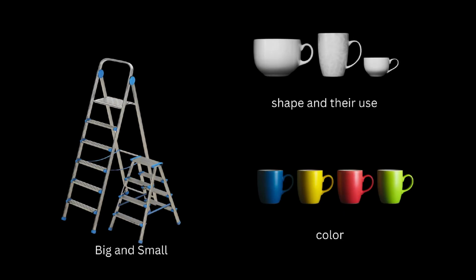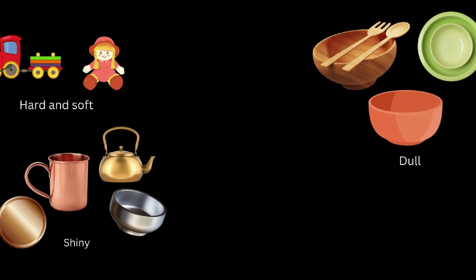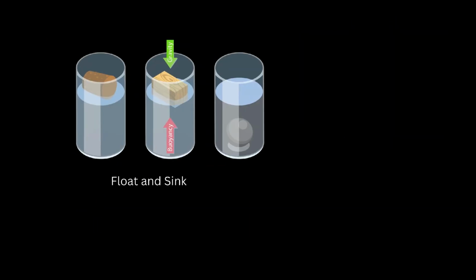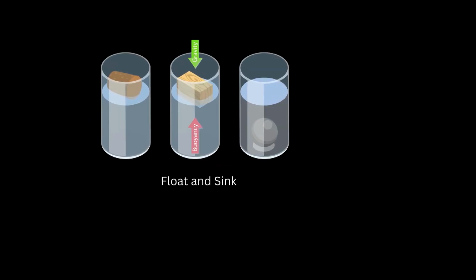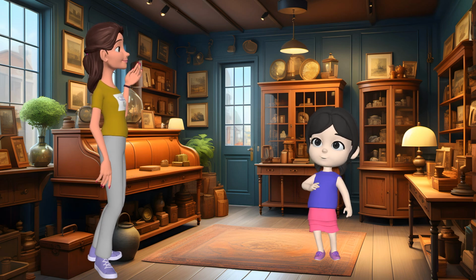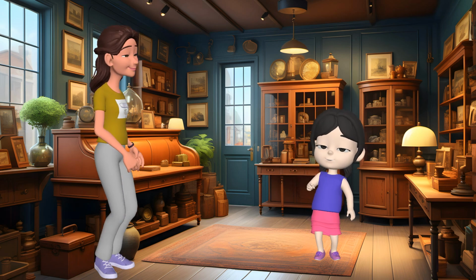Dear, we can group materials based on their properties. For example, we can sort them by what they are made up of, their size, shape, color, and their use, and also whether they are hard or soft, shiny or dull, and if they float or sink in water. That sounds fun, Mom. Let's start with these items. What should we do first?